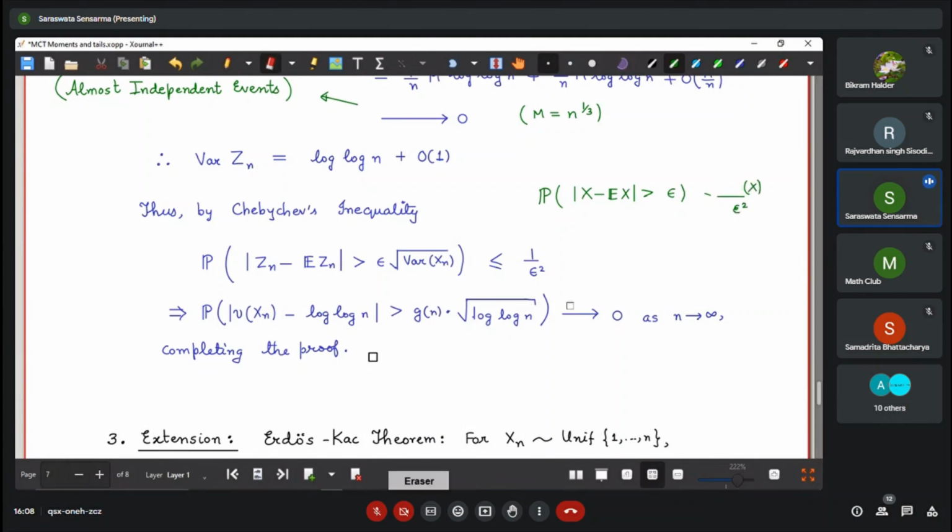If I put the variance inside, instead of writing epsilon, I write epsilon times the square root of the variance. This is less than or equal to 1 over epsilon squared. So that's it, and that gives you the result. Instead of epsilon, you have gn, and this is 1 over gn squared, which goes to 0, however slowly gn goes to infinity, which completes the proof.